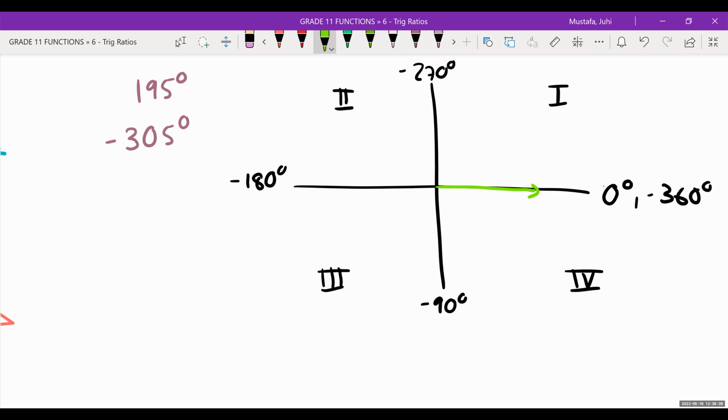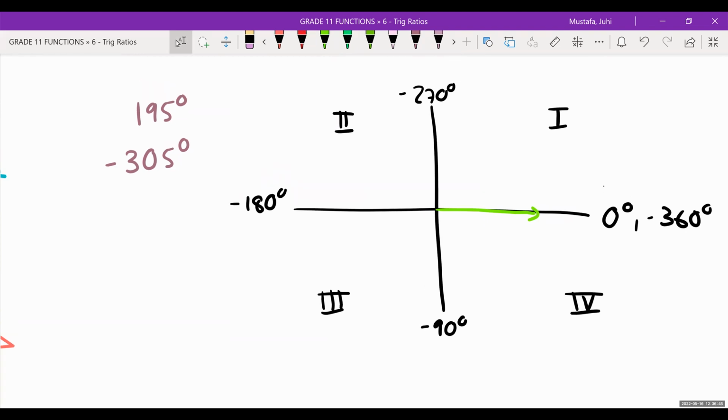So which quadrant is negative 305 degrees going to land? Yep, quadrant 1. Because look, you're starting here and then you're traveling negative 90, then negative 180, negative 270, and negative 305 is going to be somewhere here.